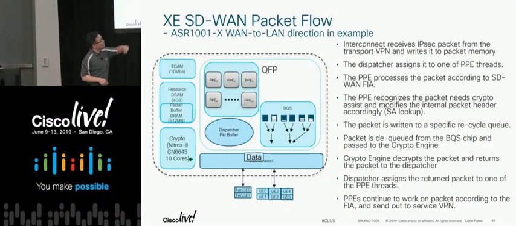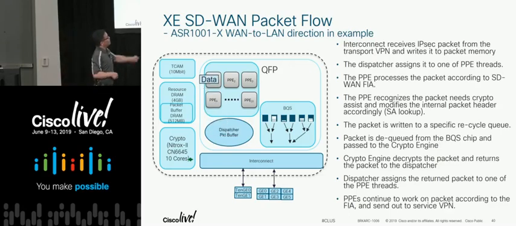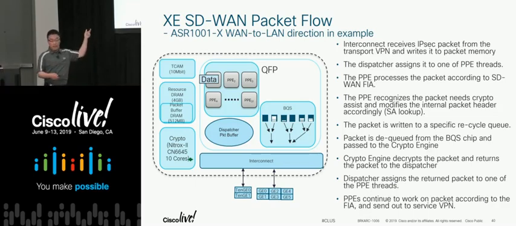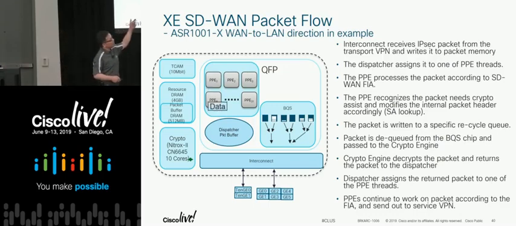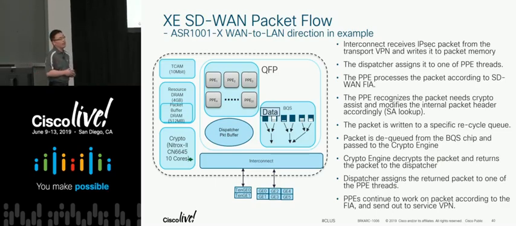So the packet comes in from the ingress port, and this is going to be an IPsec packet. The packet is written into the packet buffer memory. The dispatcher allocates one of the PP threads to process that packet. Then the PP thread processes the packet according to the FIA. During that process, the PP recognizes that it needs to do a decryption before sending the packet to the LAN interface.